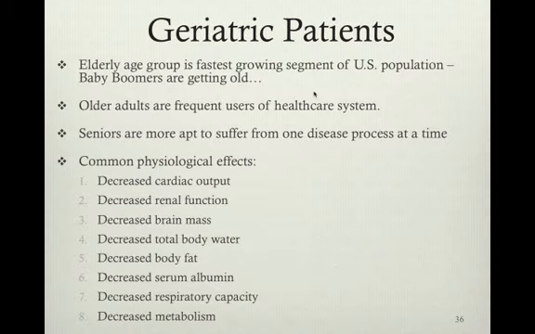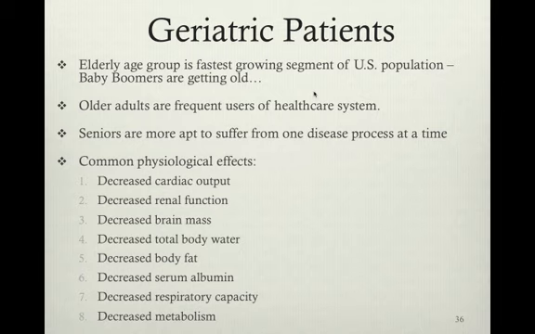Geriatric patients. The elderly age group is the fastest growing segment in the U.S. population. Baby boomers are getting older every day. Older adults are frequently users of the healthcare system. Seniors are more apt to suffer from more than one disease process at a time, so they may have multiple diseases.